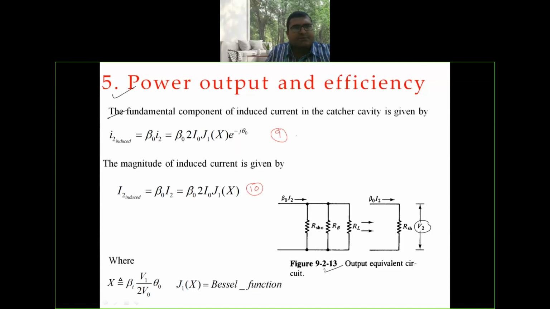Now here, while deriving power output and efficiency, you should remember this equation number 7. That is, small I2 induced is equal to beta naught I2 is equal to beta naught 2I naught J1 of x e power minus j theta naught. If it is reflex klystron, then you will get some dash here, at bunching parameter and at DC transit angle. The magnitude of the induced current is given by equation number 10. Here J1 of x is the Bessel function.